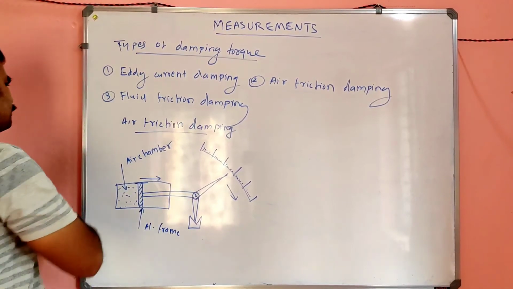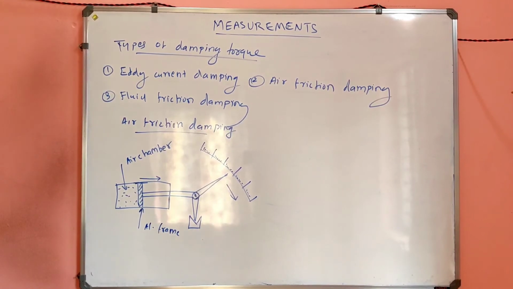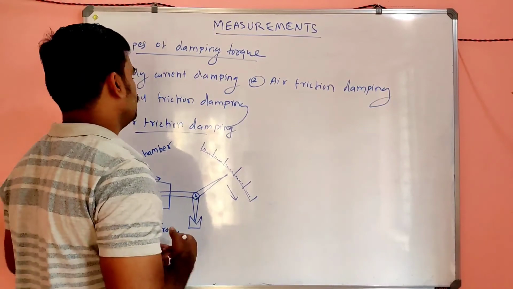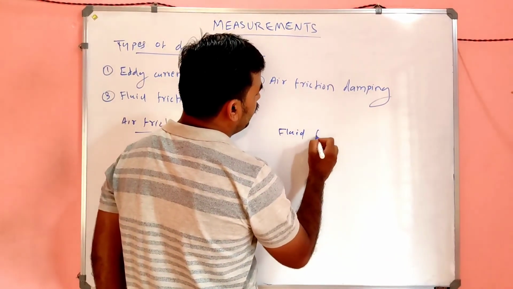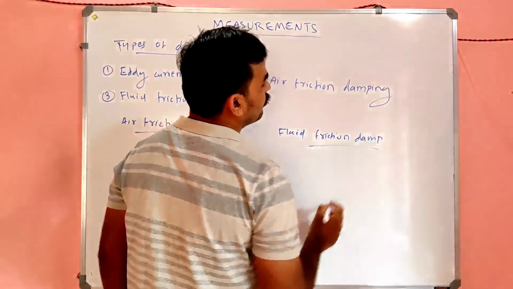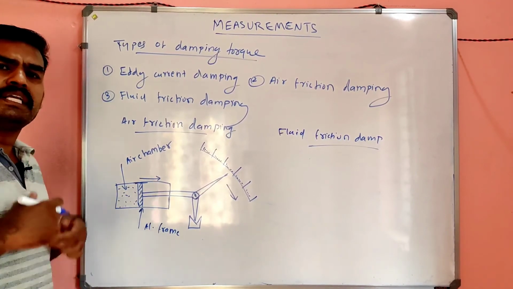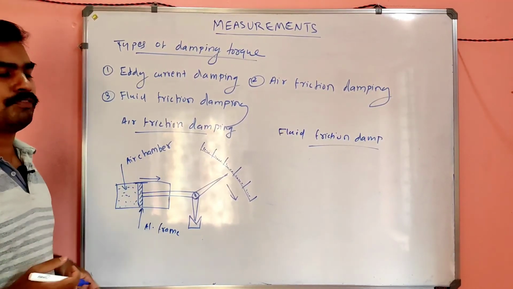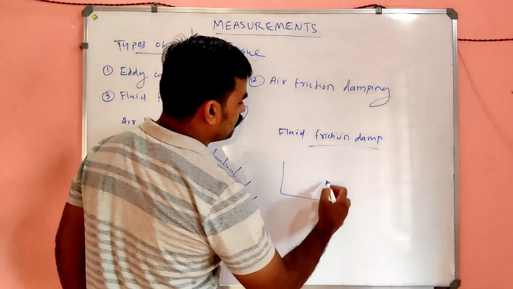Is it clear, my dears? So in PMMC, that will be accepted. Okay, that is the air friction damping. Next, instead of using air, we use fluid. Then it is called fluid friction damping. There is not much change. Fluid friction damping means instead of air we will use some type of fluid. Or we are using, this is also a type of fluid friction damping.